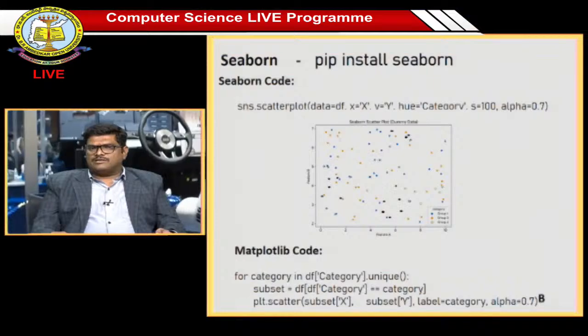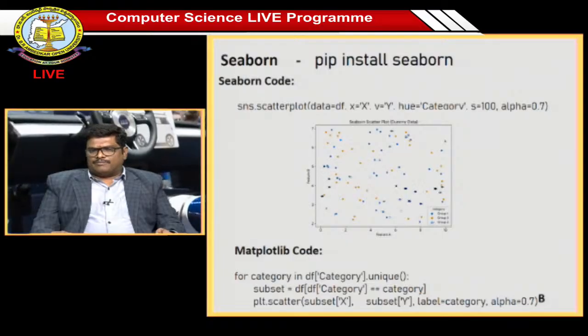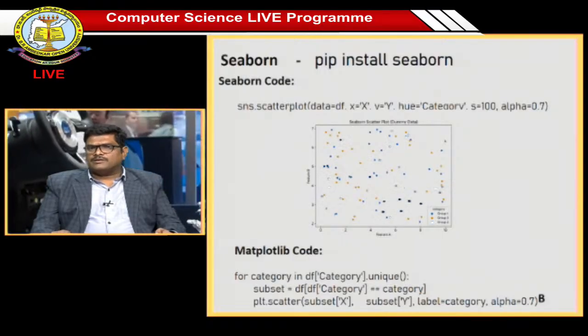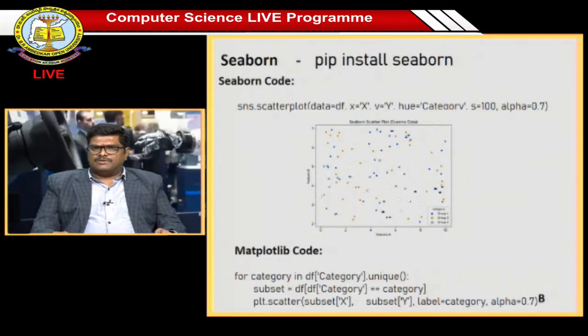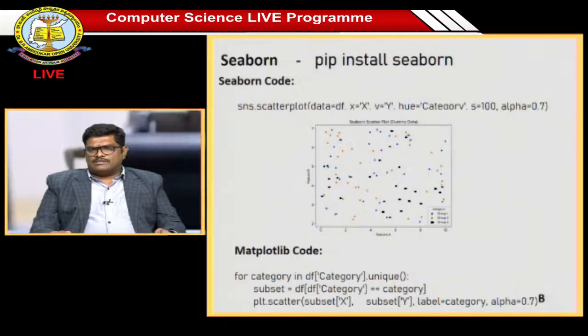In order to create the same scatter plot using Matplotlib, I have to write at least 3 or 4 lines of code to generate these kinds of scatter plots. So you can see the difference here in terms of code, how Seaborn is helping the programmers or the developers in visualizing the data with easy, simple one-line code. So in one sentence, Seaborn helps us in creating efficient visualization plots or graphs using minimal code.